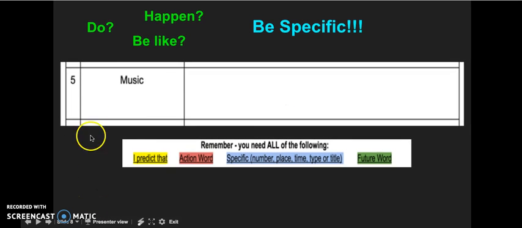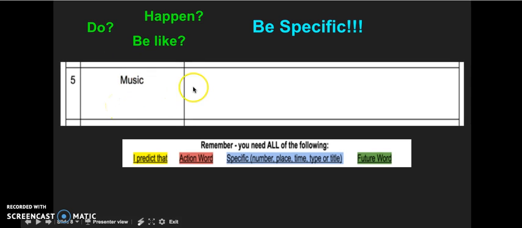Okay, students, number 5 is all about music. This is a fun one too. Music, what do you think is going to happen to something in your music world? Think about your favorite singer, your favorite band, maybe your favorite song. What do you think is going to happen to that band or that singer? What do you think is going to happen to the music that he or she is making?